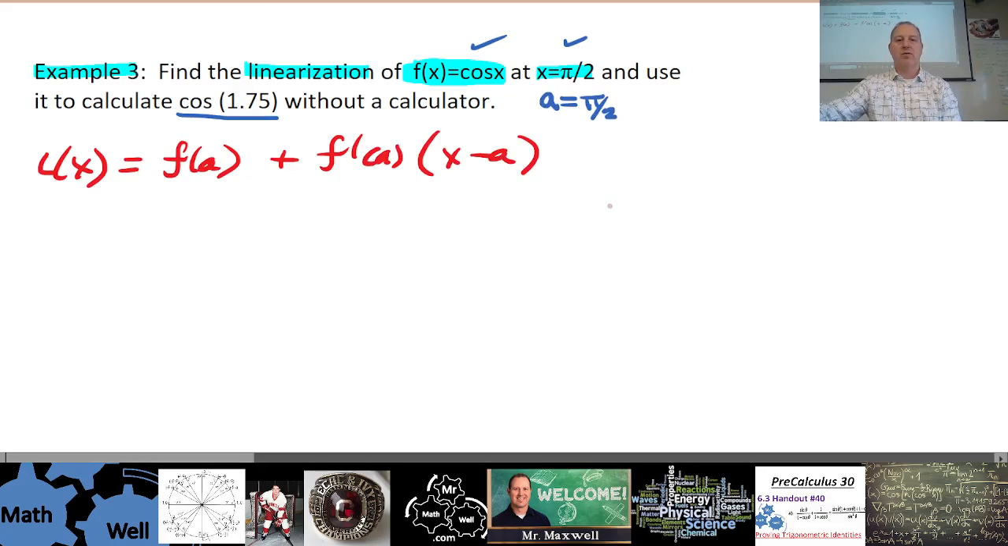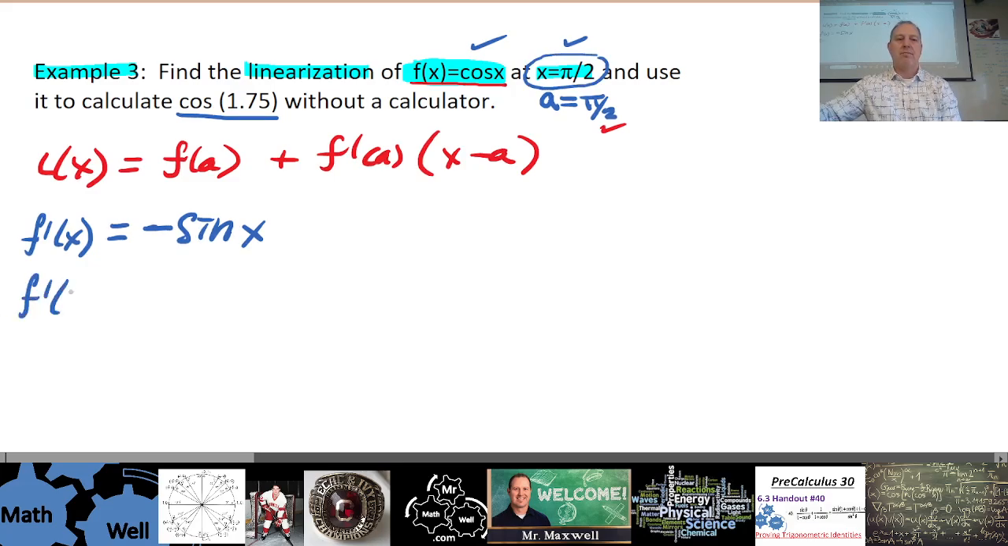That's our linearization formula. Good to commit that to memory. We are given the a. Now I'm going to have to find the derivative of this function, which is really easy. What's the derivative of cos? Very good. It's negative sine x. And I want to find the slope of this tangent at pi over 2. So f prime of pi over 2 is what we're going to need for this, and that's going to be negative sine of pi over 2.